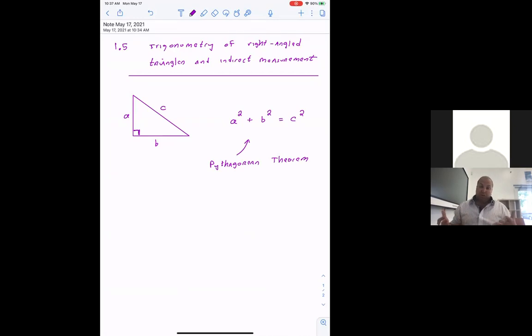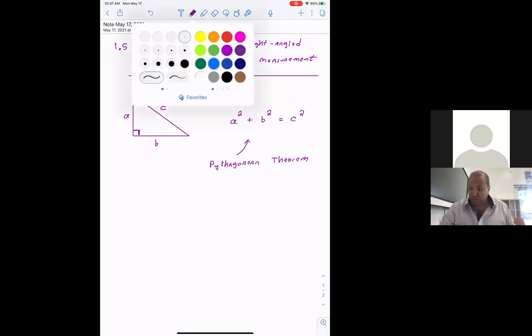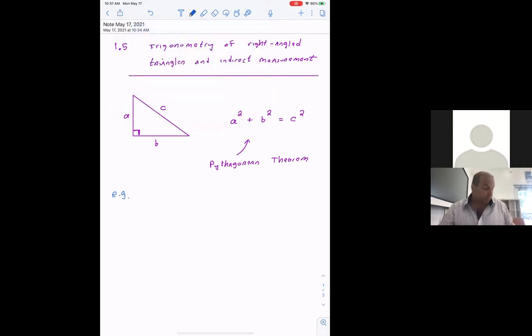Is there a formula for non-right triangles? The answer is yes. It's called the law of cosines. What is cosine? Well, we'll get to that in a second. What is the law of cosines? We'll get to that much later. But for now, we have the Pythagorean theorem. It relates the three sides of a right-angled triangle. So immediately, I can solve something like the following.